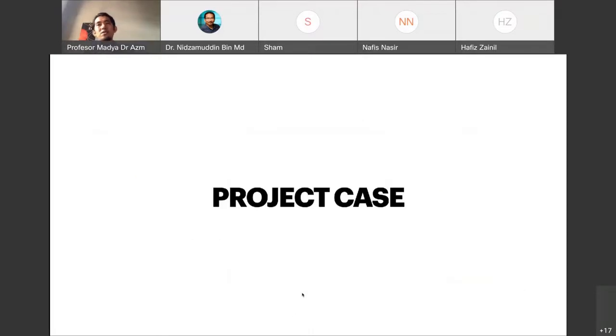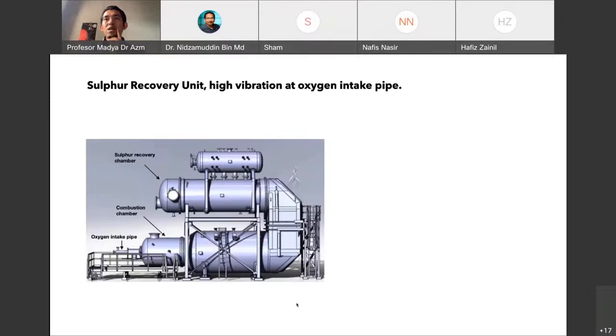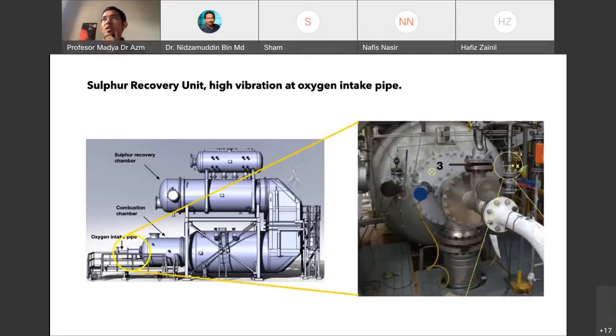So let's see the project case. From that theory, we move on to the project case. This one is what we did on what we call a sulfur recovery unit. We had high vibrations at the oxygen intake pipe. This oxygen intake pipe supplies oxygen into this combustion chamber.